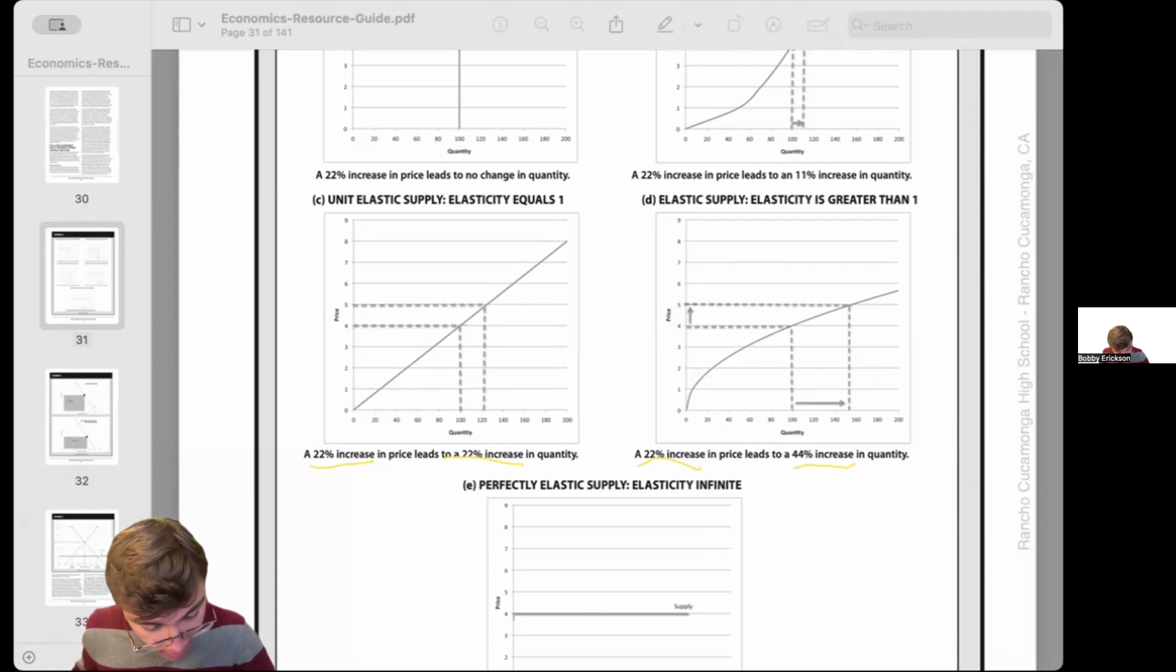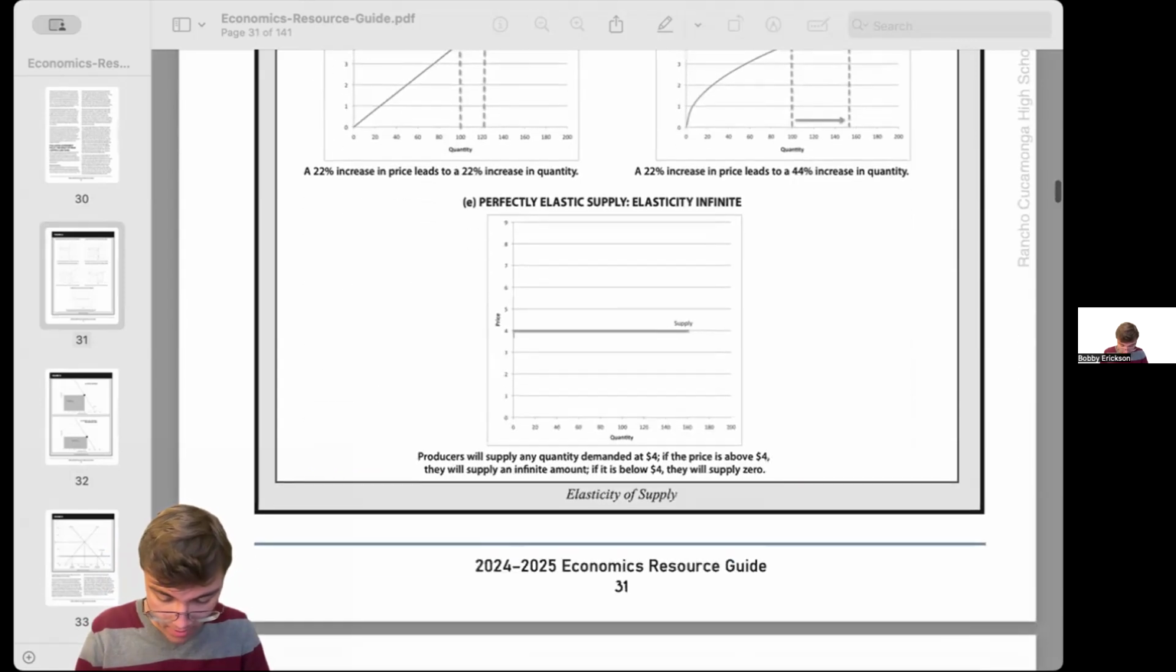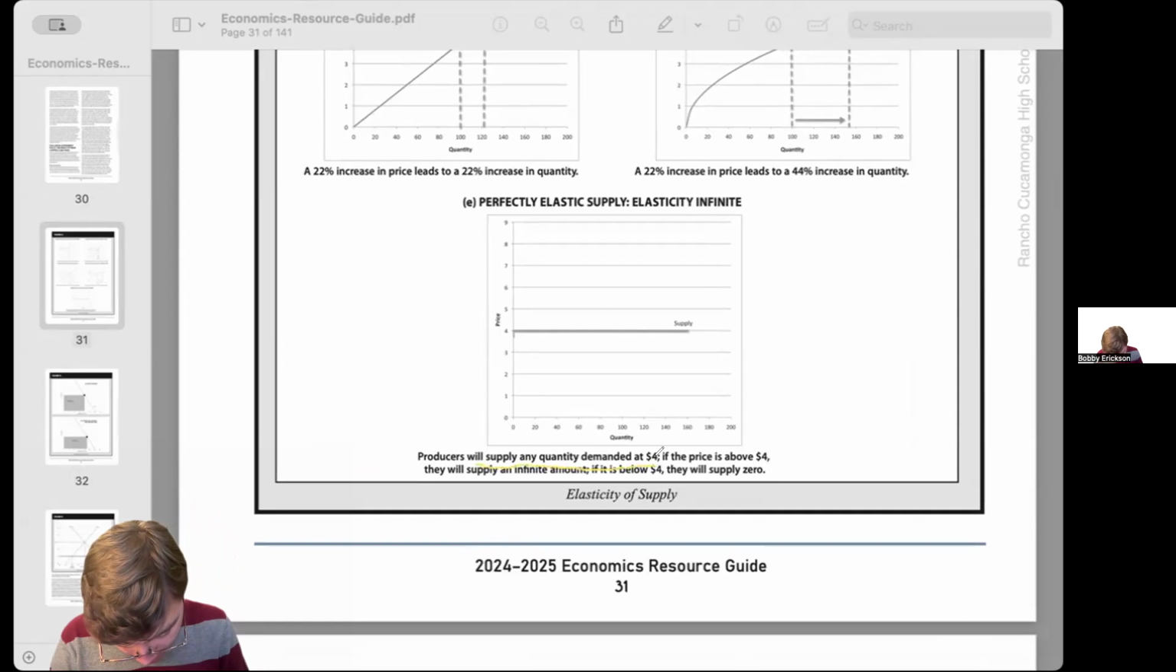And then finally, we get to the weird one, the perfectly elastic supply, where producers will supply any quantity demanded at $4. And if the price is above this, we'll have an infinite amount of supply for that good. But if it's below, then the supply will be zero. So this is actually opposite to the demand. Remember, with demand, if it was below, then we'll have an infinite demand. If it was above, then we'll have zero.